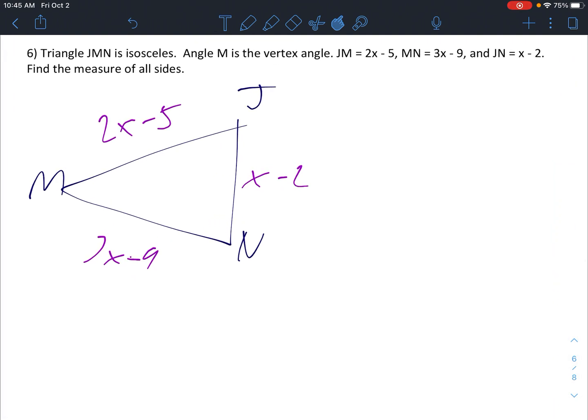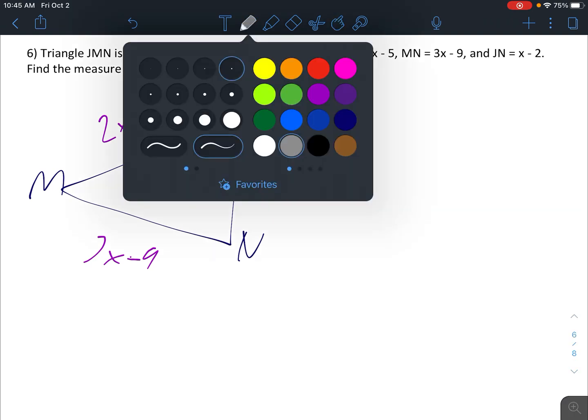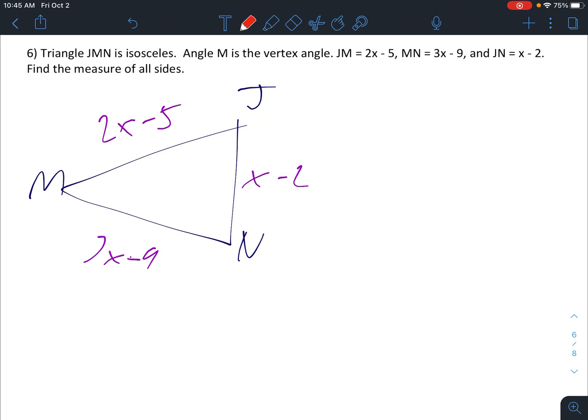All right, number 6. Triangle JMN is isosceles. That means 2 of the sides are congruent. How do we know which sides are congruent? It says angle M is the vertex angle. So this angle is the vertex angle, which means these 2 sides are equal. So we're going to set those 2 equal to each other, ignoring JN for now.